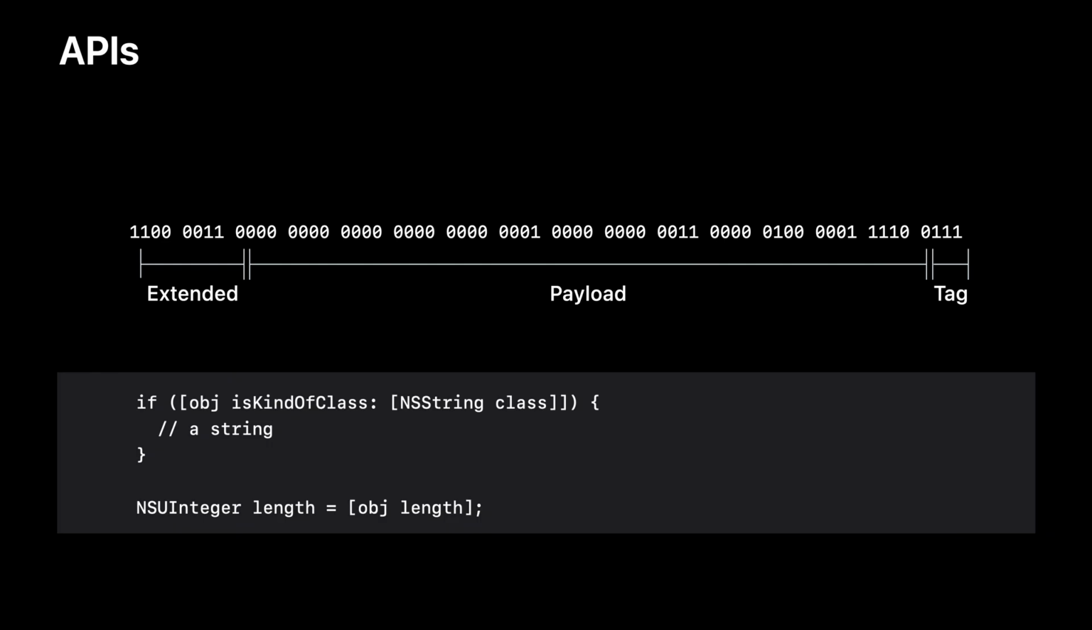Instead, you can probably guess what I'm going to say, which is use the APIs. Type checks like isKindOfClass worked on the old tagged pointer format, and they'll continue to work on the new tagged pointer format. All NSString or NSNumber methods just keep on working. All of the information in these tagged pointers can be retrieved through the standard APIs. It's worth noting this also applies to CF types as well.